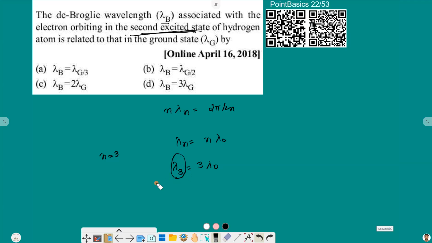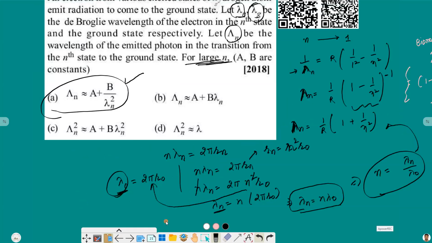Now for the third orbit, the de Broglie wavelength is mentioned as lambda p. So lambda p will be equal to 3 times lambda naught, that is the de Broglie wavelength of the ground state, which is mentioned as lambda g. So lambda p is 3 times lambda g. That is option D. And how we derive this relation? It is available in the previous question. Yeah, here it is. This is the full derivation. You can rewind the video and see it here.